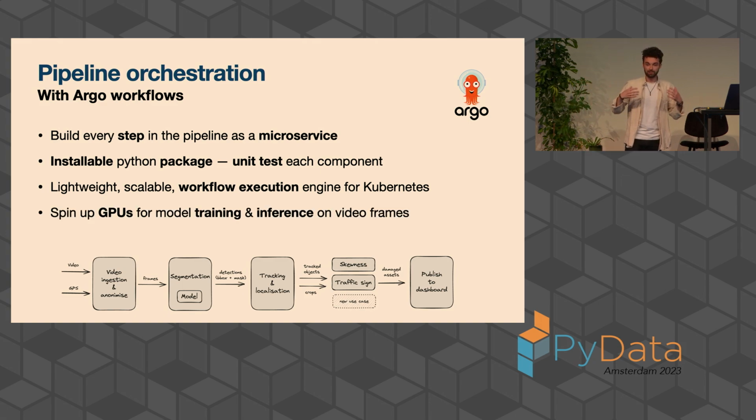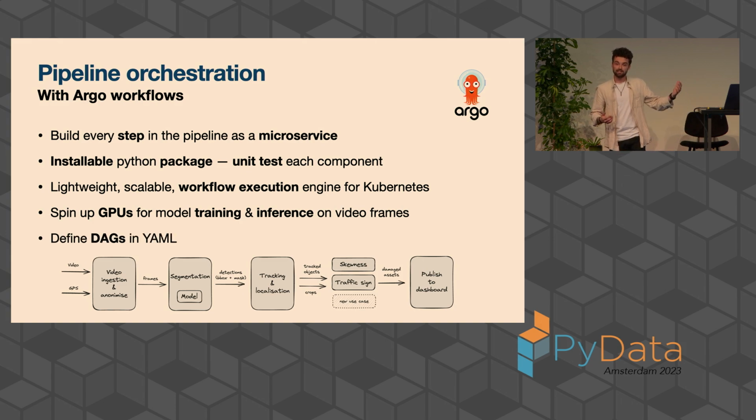Some need a GPU because it's either a training part or an inference on the video. Some are pretty lightweight, so they don't require a GPU. And after all, these DAGs, directed acyclic graphs, are all defined in YAML, so you can define them in your Git repository.